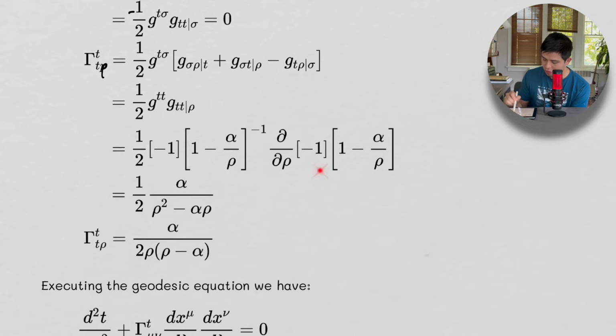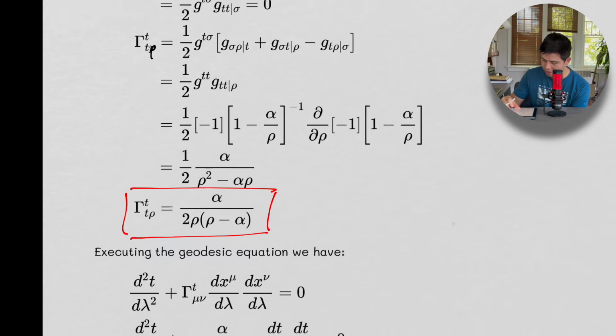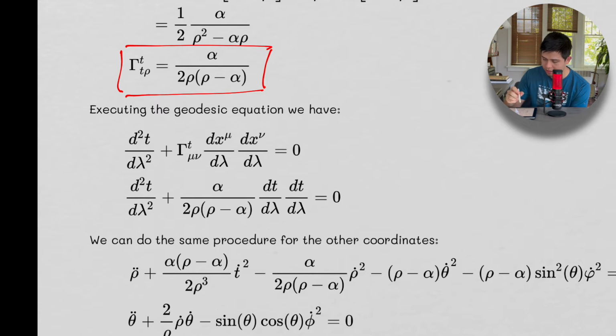And so doing this calculation, we get this, and then we say that this here is the same as this, which is, we're just reiterating this right here. So this is important for the temporal part of the geodesic, right? So this guy right here.